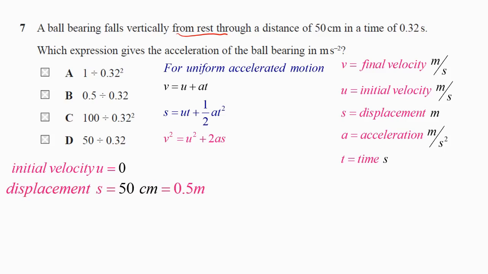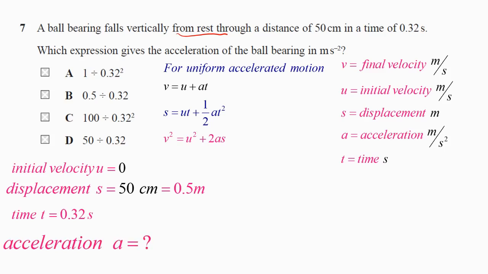The ball moves through a distance of 50 centimeter. Okay, so it is 50 centimeter. We have to convert it into SI unit, so we will get 0.5 meter, right? And they also gave the time taken for the motion, t is equal to 0.32 seconds, right? Then we have to find out the acceleration.